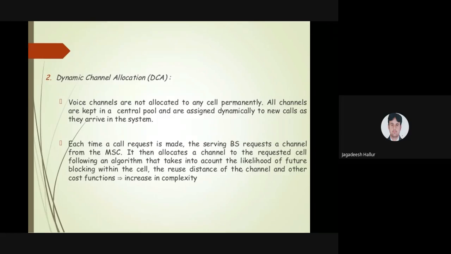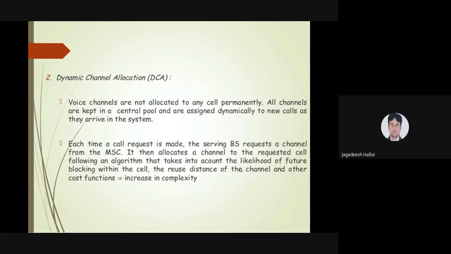The base station controller has to control all the requests. Who is going to request a service? Who is going to make a call? Who is going to receive a call? All the information and requests go to the BSC, the base station controller. The BSC sends that request to the MSC, the mobile switching center. That mobile switching center allocates a particular channel to the requesting user.